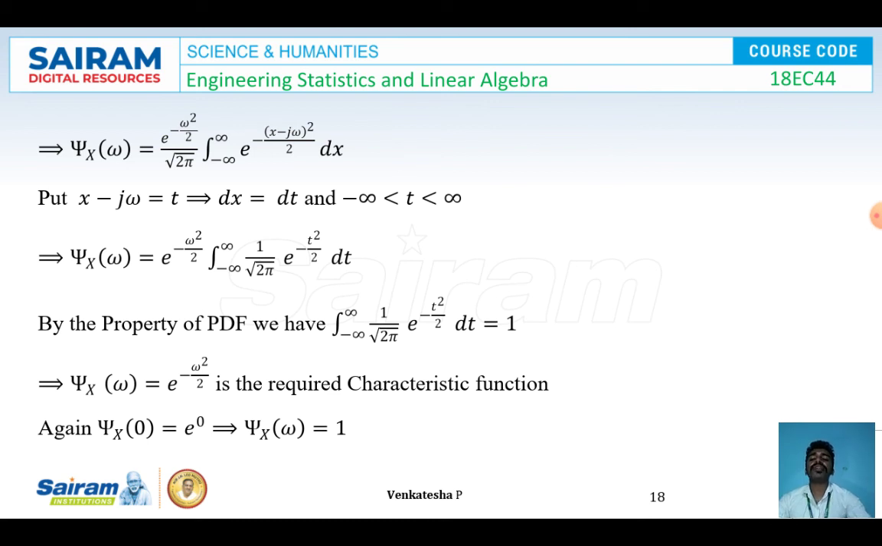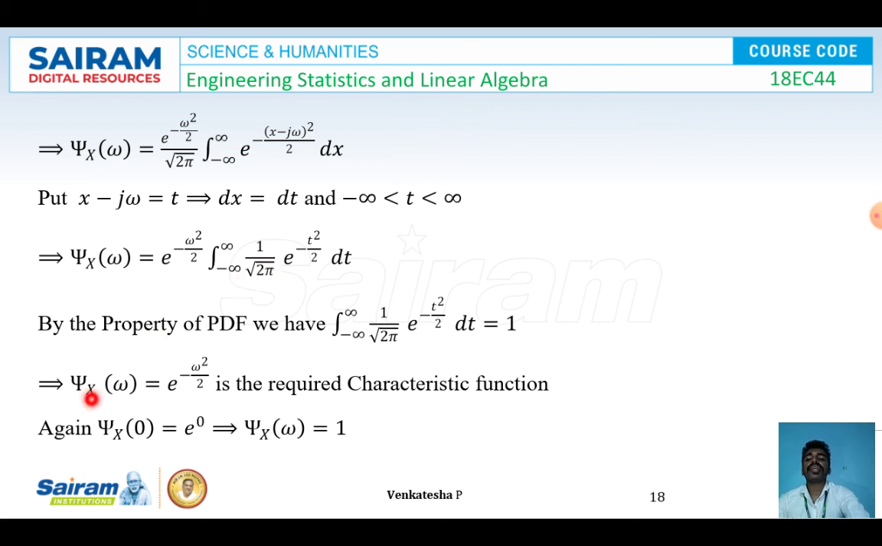So now to simplify this function, I am replacing x minus jω as t. So dx will be equal to dt with the range of t from minus infinity to plus infinity. So I'll be getting the equation ξx of ω is equal to e power minus ω square by 2 integration minus infinity to plus infinity 1 by square root of 2π e power minus t square by 2 into dt. Now, by the properties of PDF, integration minus infinity to plus infinity 1 by square root of 2π e power minus t square by 2 dt will always be equal to 1. So I'll be replacing this integral as 1 here.